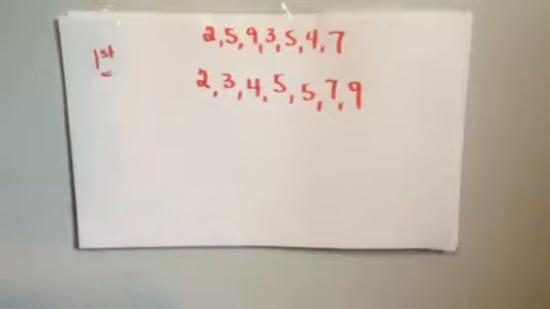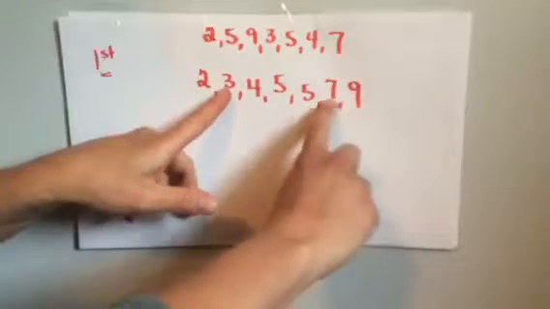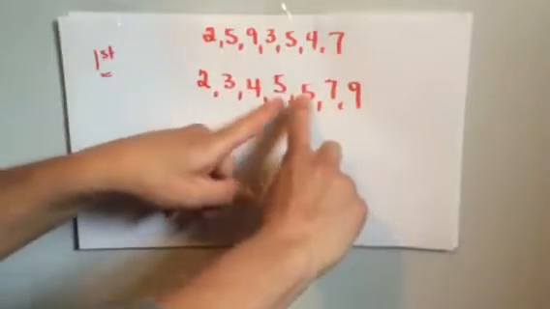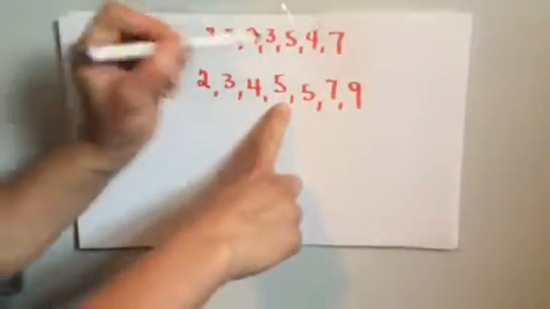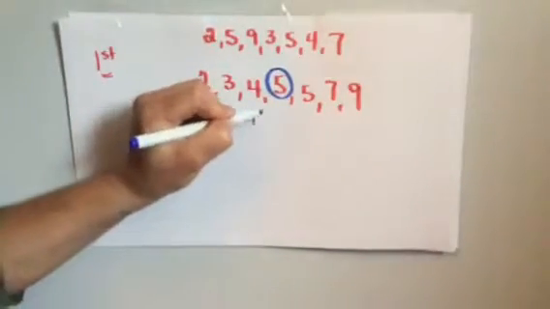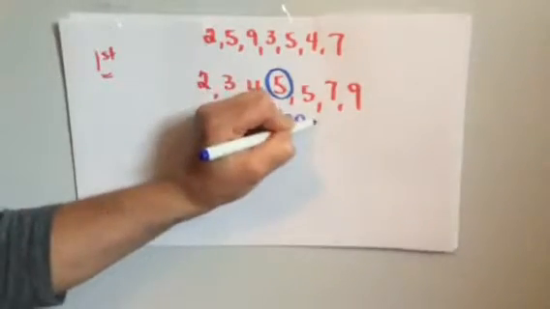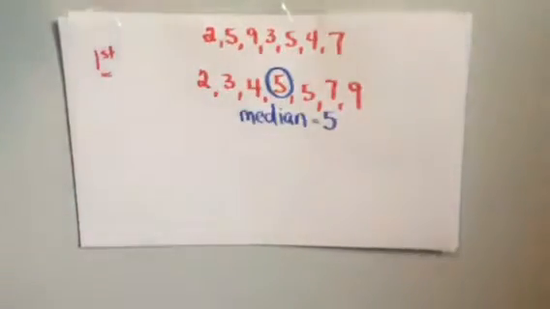It's actually quite simple to find the median when you have an odd number, because you just start from the outside first and you work your way in, and then in again. That number that's right in the middle is going to be your median. So the median for this set of elements would be 5.